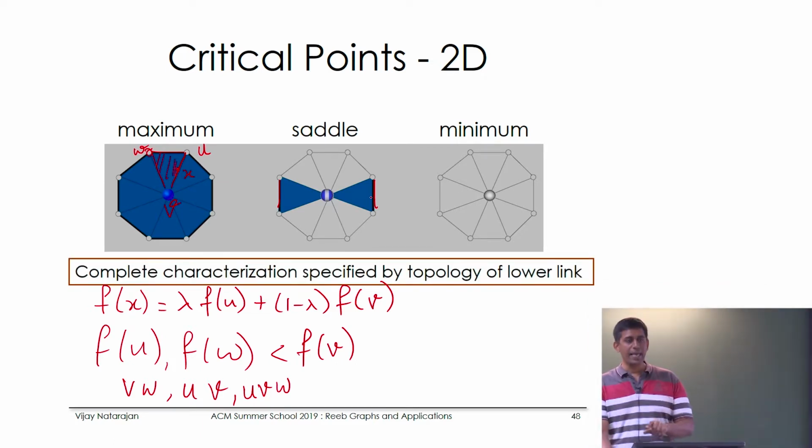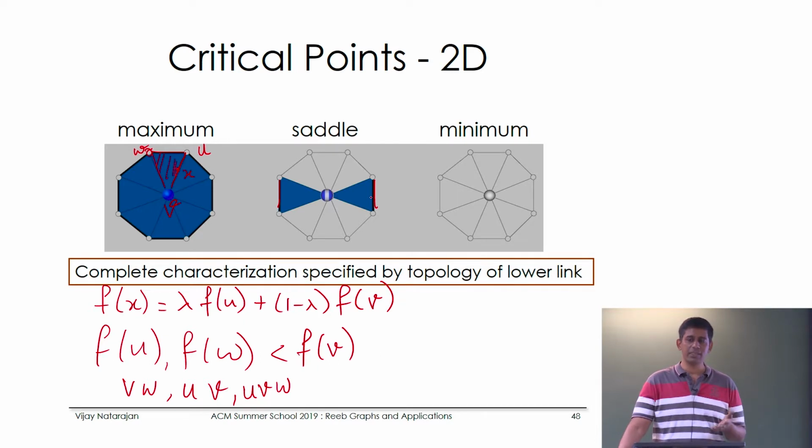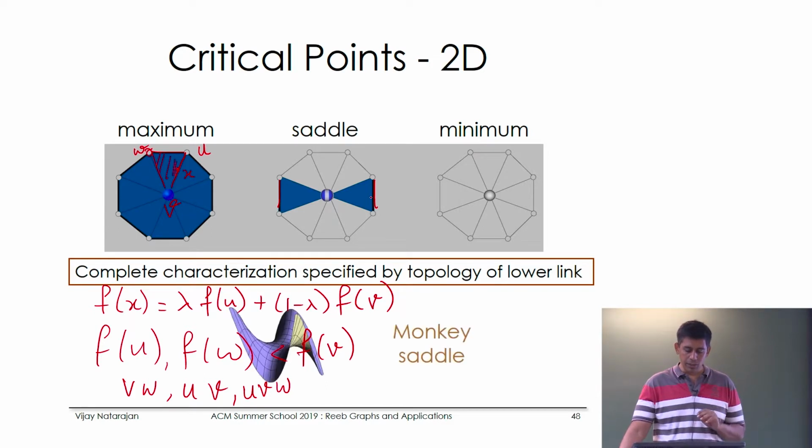Okay. So if I take the topology of the lower link, I calculate the number of connected components, I calculate how many tunnels, I know exactly which critical point I am. And this is actually equivalent to the characterization we saw earlier with eigenvalues, right, with all that, the unstable directions and all that. Okay. So in 3D, this looks a little bit different.